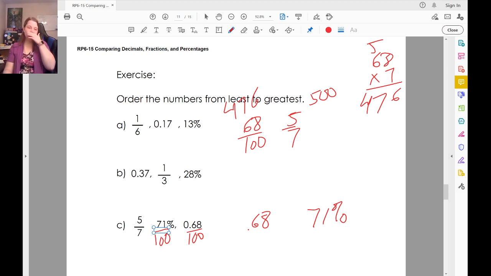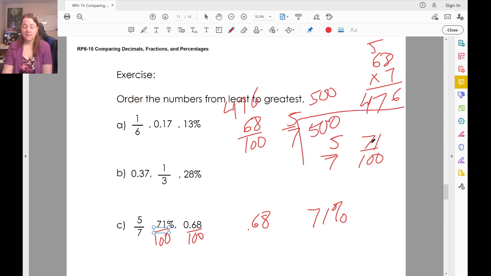Now I just need to know, is it bigger or smaller than 71%? So I'm going to take the 5/7 compared to the 71%. 5 times 100 is 500. 7 times 71, oh boy. 7 times 1 is 7. 7 times 7 is 49. It is just smaller than 71%, which means we're going to put it in the middle.